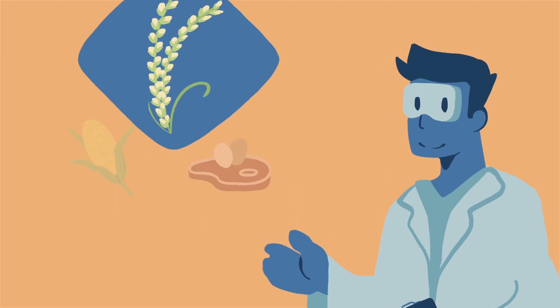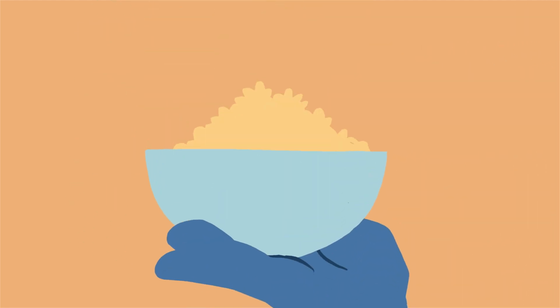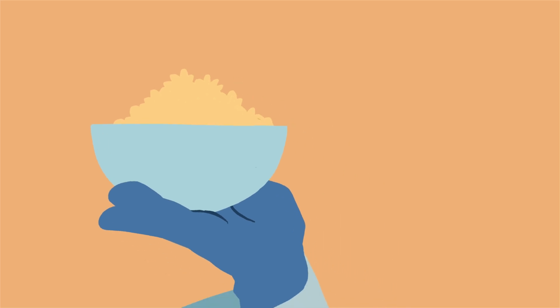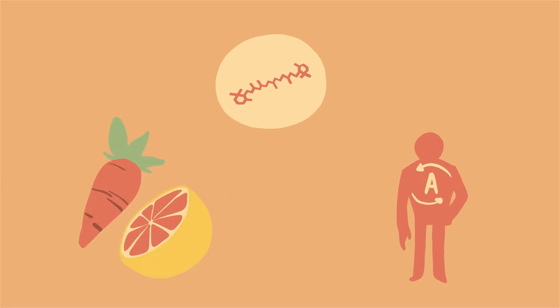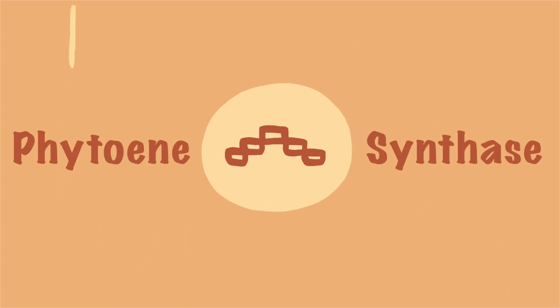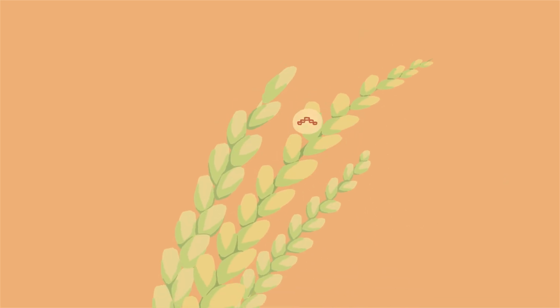Using genetic engineering, researchers created golden rice, which provides consumers with the provitamin beta carotene. This molecule gets converted into vitamin A in the body and gives fruits and vegetables their yellow and orange colors. To produce golden rice that contains beta carotene, researchers inserted a specific gene into the edible part of the rice grain, known as the endosperm.